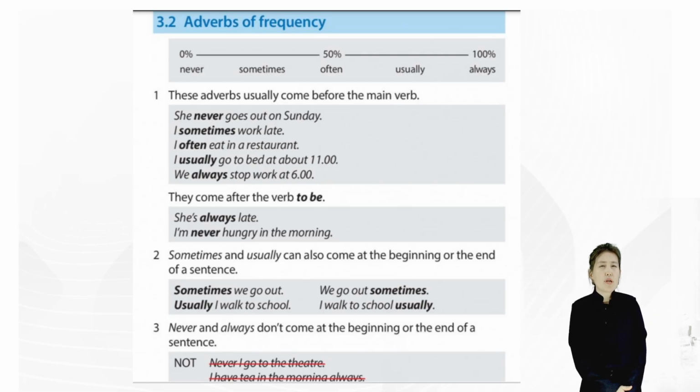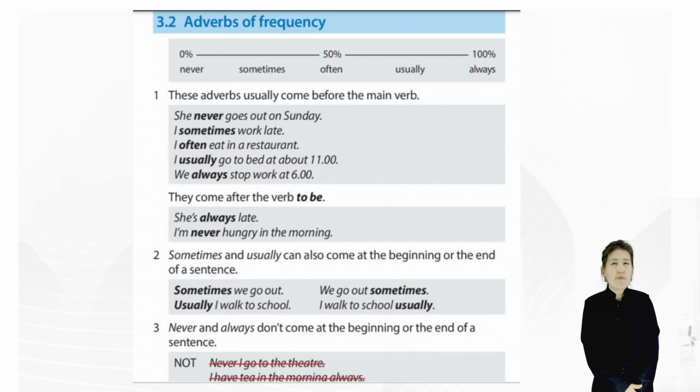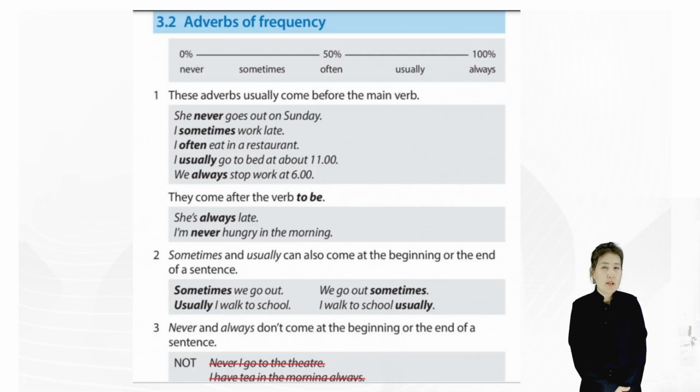She never goes out on Sunday. I sometimes work late. I often eat in a restaurant. They come after the verb to be. She is always late. I'm never hungry in the morning.